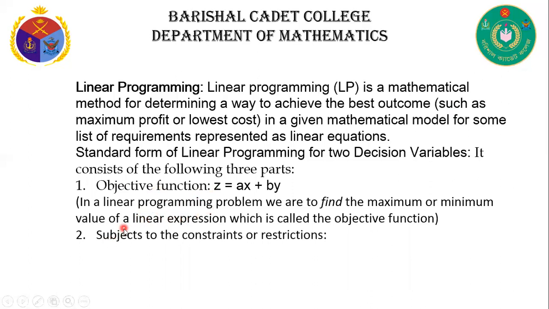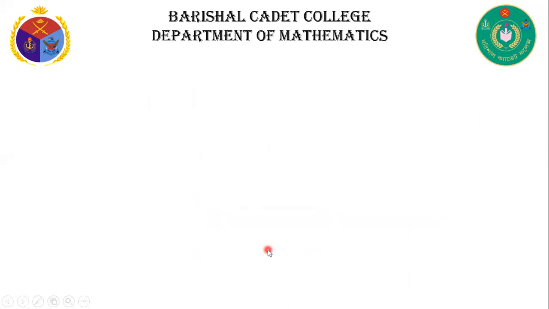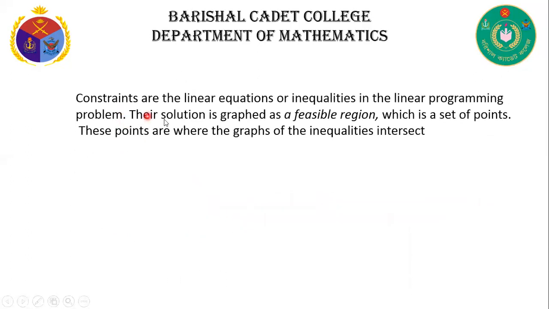And number two, subject to the constraints or restrictions. Here a1x plus b1y greater than or equal to c1. These are the restrictions or constraints. Constraints are the linear equations or inequalities in the linear programming problem. Their solution is graphed as a feasible region, which is the set of points where the graphs of the inequalities intersect.